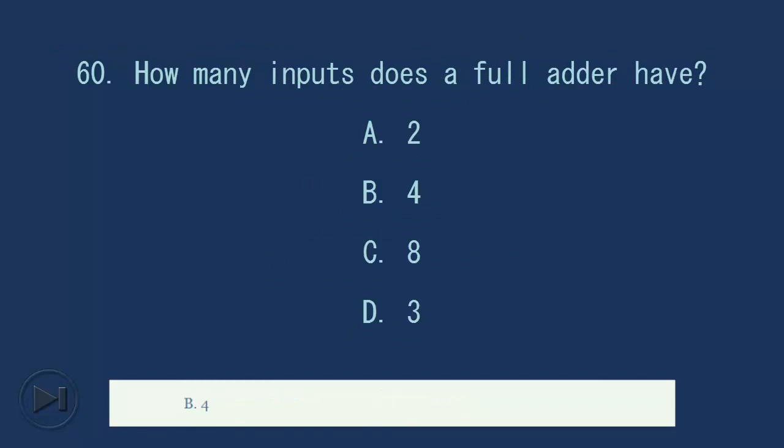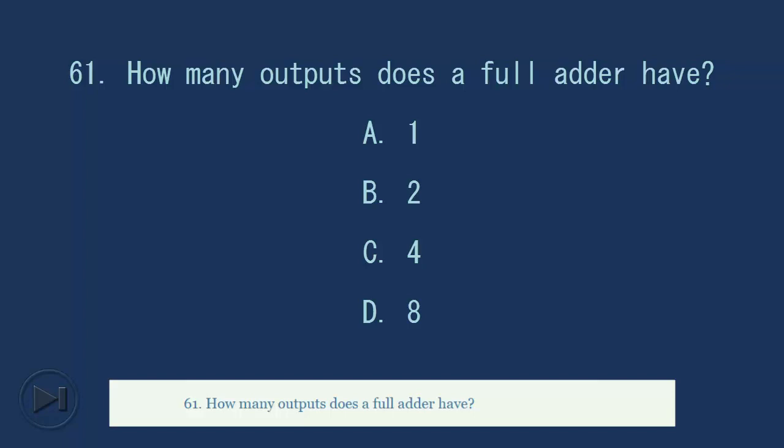60. How many inputs does a full adder have? A. 2. B. 4. C. 8. D. 3. Answer, D. 3. 61. How many outputs does a full adder have? A. 1. B. 2. C. 4. D. 8. Answer, B. 2.